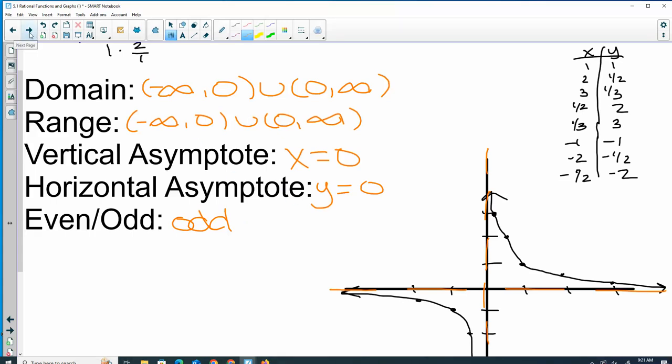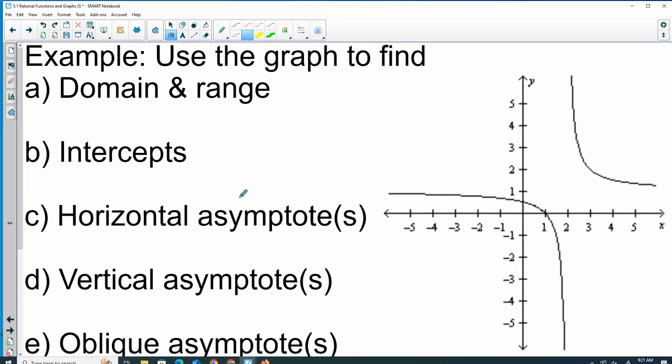Final example. I'm going to give you a graph. And we're going to answer some questions about it. So, from this graph, can you tell me the domain? So this is coming from, this first piece is from -infinity. And it stops, what does it look like it's approaching? 2. Getting closer to 2, but it doesn't hit it. So it's -infinity to 2, union 2 to infinity.